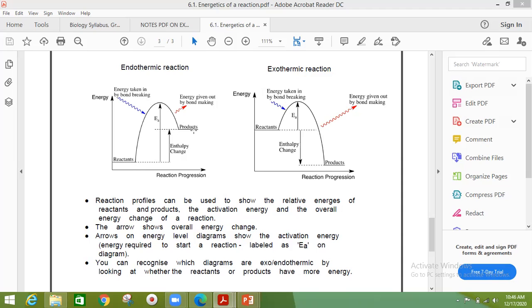So this is very simple. For endothermic, product is greater than reactant, and for exothermic, reactant is greater than product. Read this one, please. Everything is explained in these 4 points. Read and then tell me if you have any question, please.